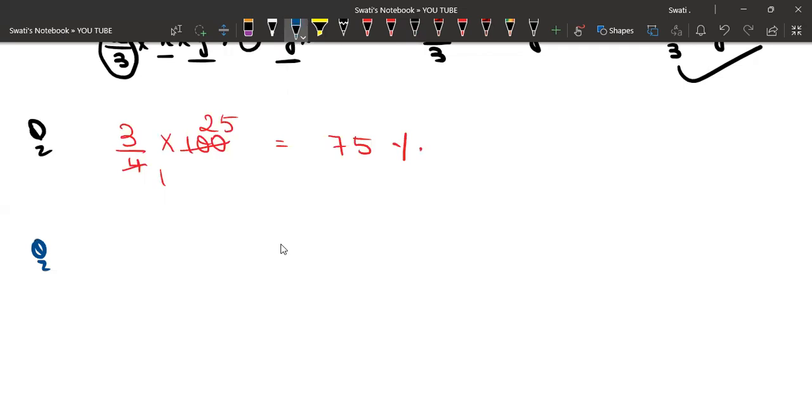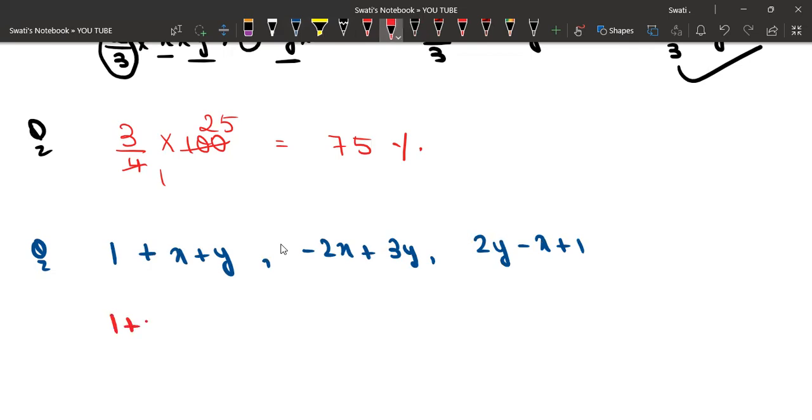In the next question, we need to add 3 expressions. I can say 1 plus x plus y. We need to add this with minus 2x plus 3y. And I need to add this with 2y minus x plus 1. So, of course, this will become 1 plus x plus y plus, I can write 3y first, and then I can write minus 2x, and then plus 2y minus x plus 1.